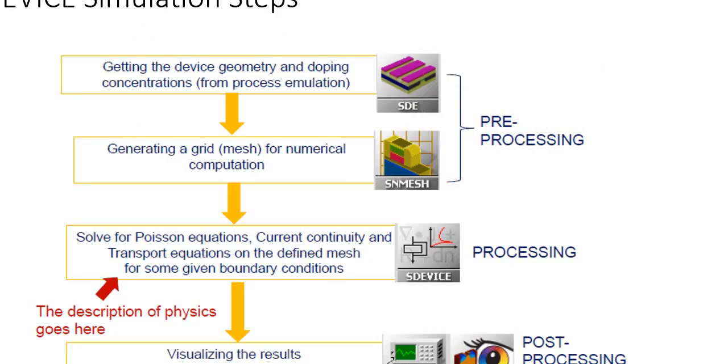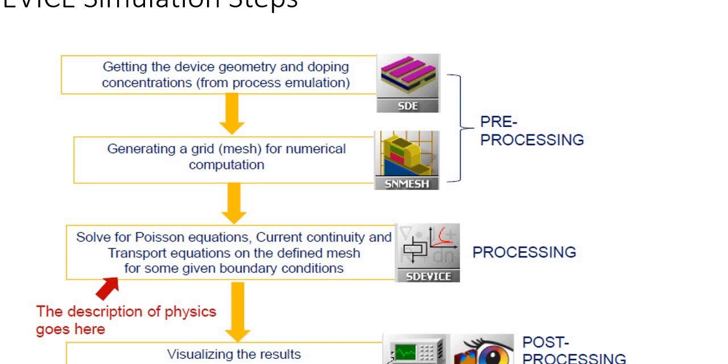Now, device simulation steps. Getting the device geometry and doping concentration from the process emulation is the first step. It is also the pre-processing step. After that, we need to mesh the device for the numerical computation, because we have to provide the various boundary conditions and we have to calculate the electrical current or electrical behavior of the device at each and every node of the device. So for that, we need to mesh the device.